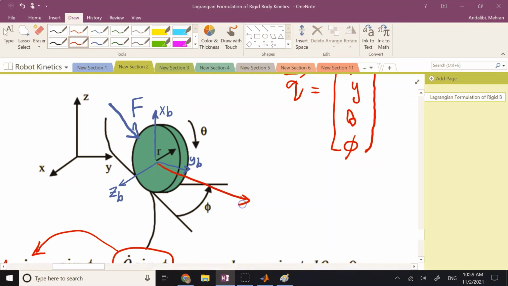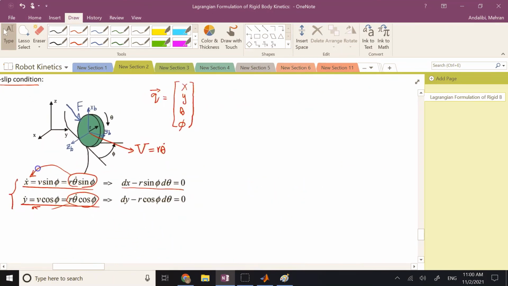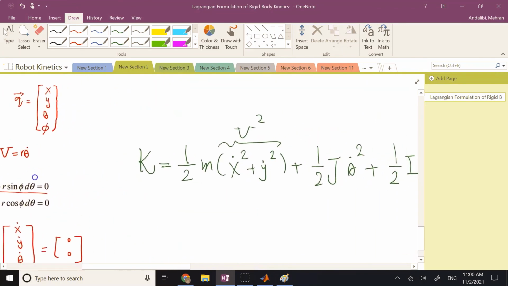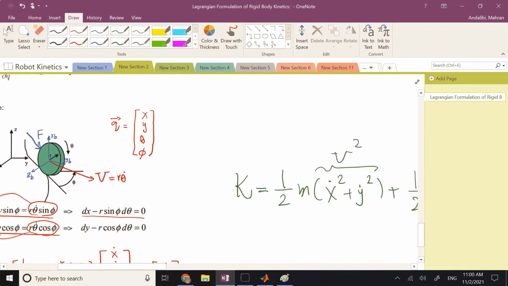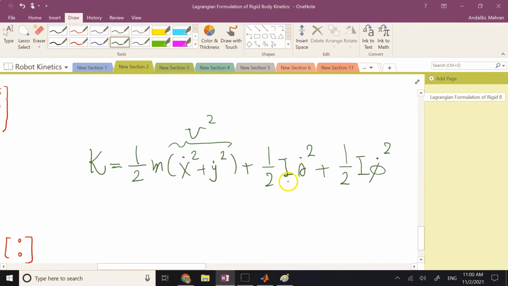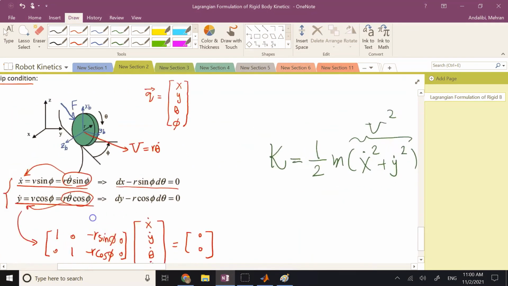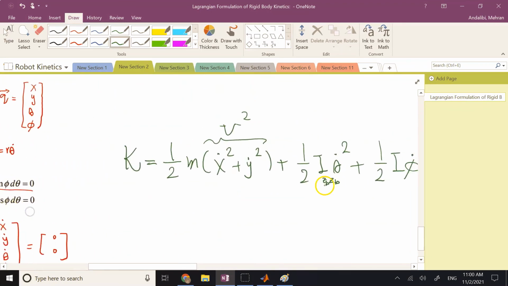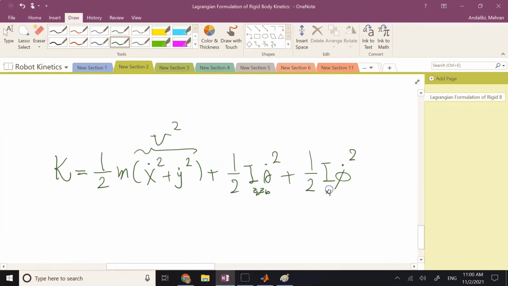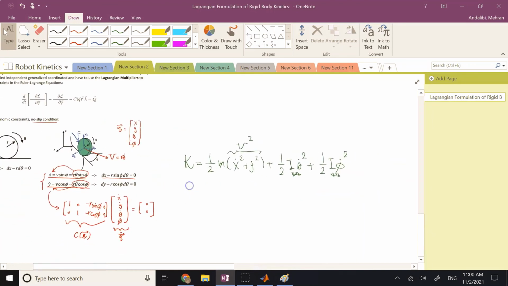If I write it this way, then I can definitely use some subscripts instead of I and J. So I can say that for theta dot, it is about the ZB axis. So I call it I of ZB. And this one is going to be about XB. Okay, so this is your kinetic energy.